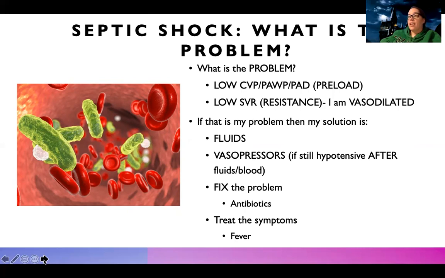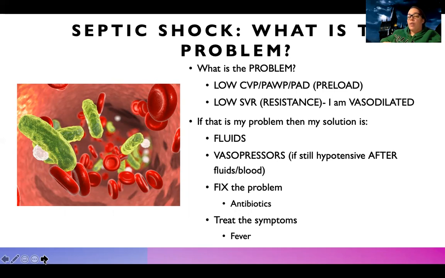One of the first things I need to do is to get cultures on this patient. And after I get the cultures, then I'm going to give antibiotics, because I need to fix the problem. I can treat the symptoms all day long, the vasodilation, the lack of fluids. But if I don't get to the bottom of that infection, this patient's not going to get better.